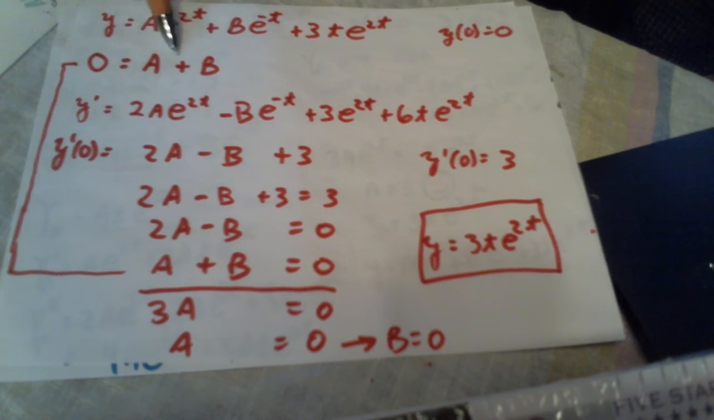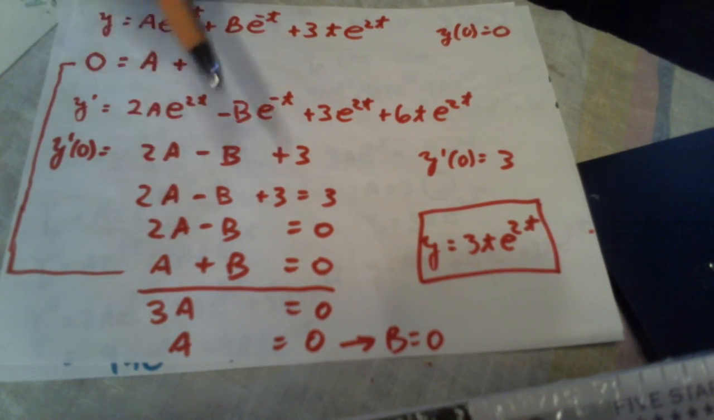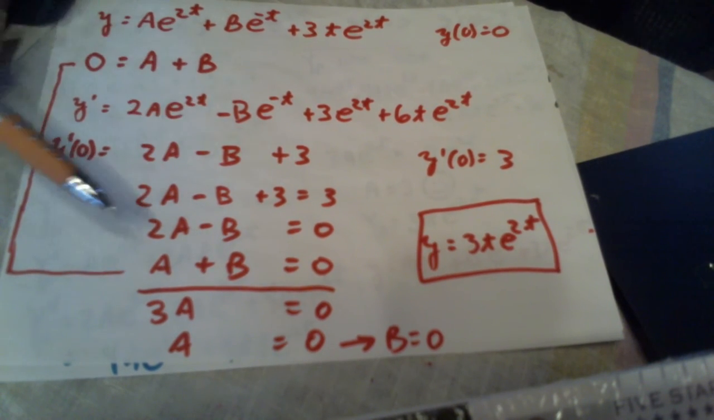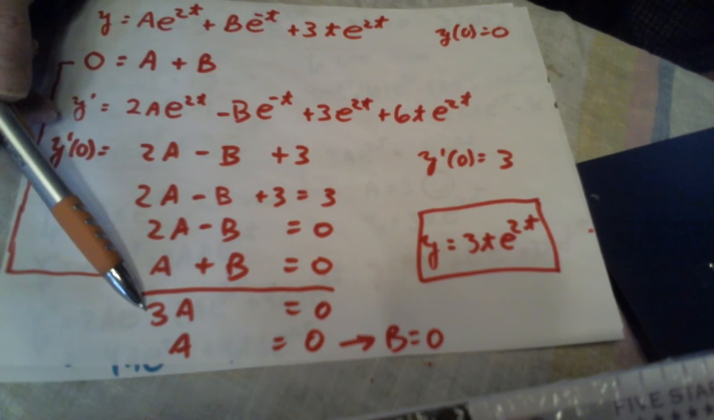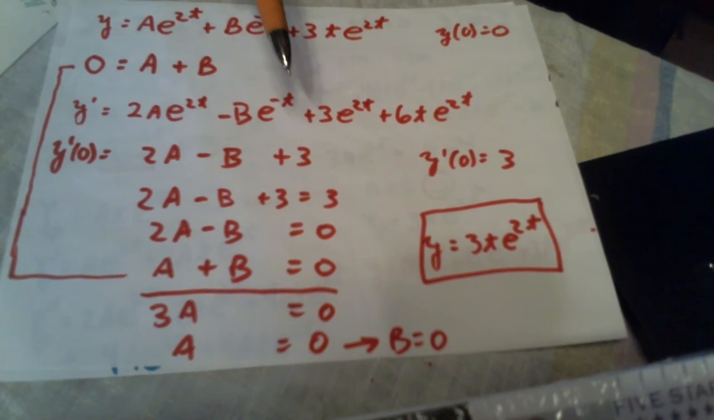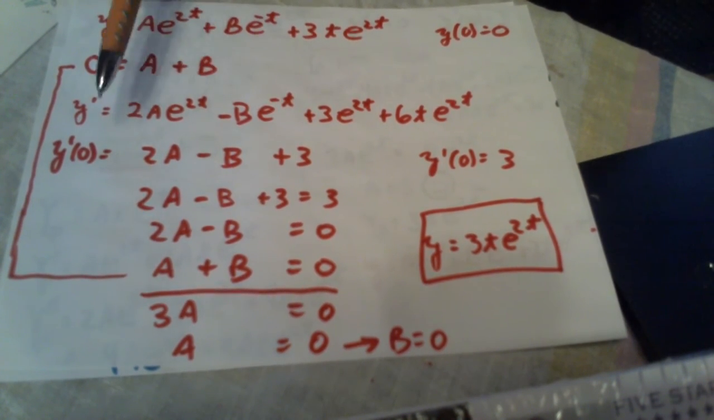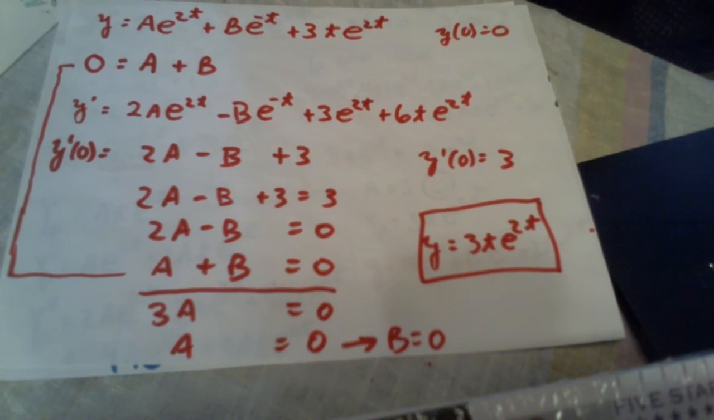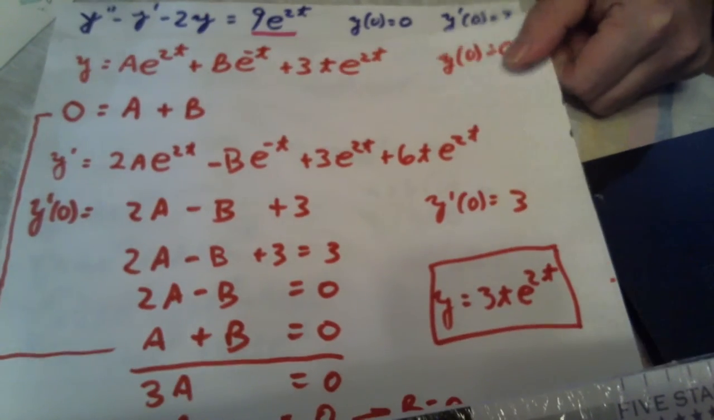Bring down your a plus b equals 0. And these b's are ready to cancel by elimination. So I end up just adding: 3a equals 0, a equals 0. Well, if a equals 0, then b has to be 0. Wow, well, that's kind of nice. My answer is just the particular solution: y equals 3t e to the 2t, for the differential equation that started the problem.